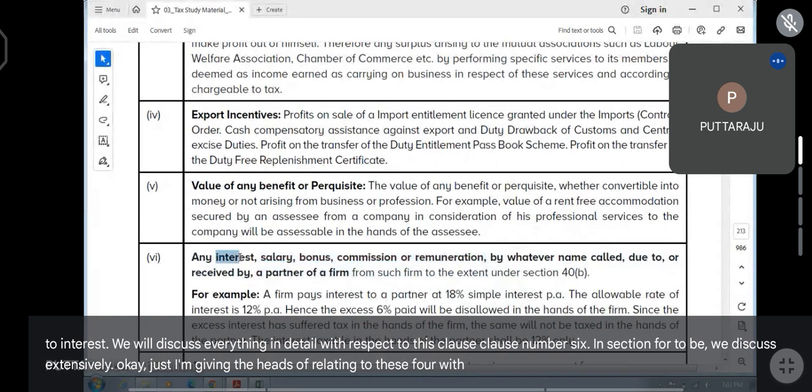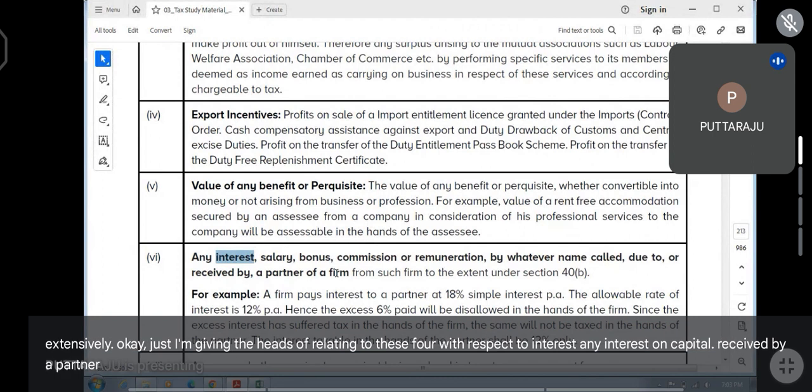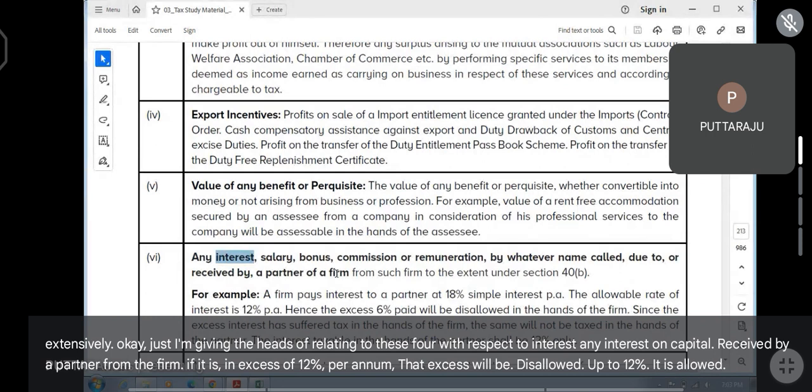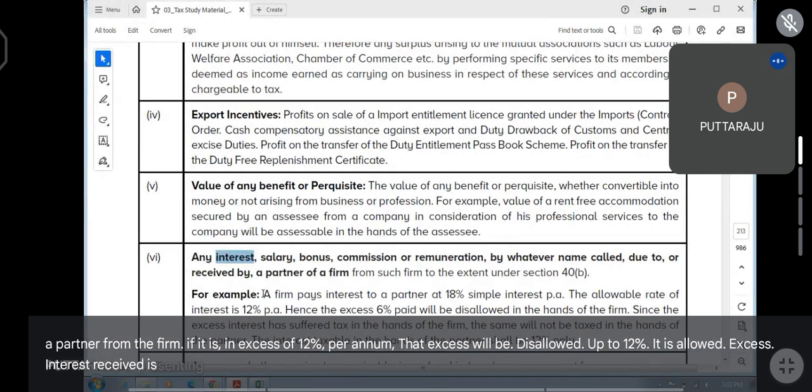With respect to interest, any interest on capital received by a partner from the firm, if it is in excess of 12% per annum, that excess will be disallowed. Up to 12% it is allowed. Excess interest received is disallowed. See the example. A firm pays interest to a partner at 18%. How much interest is allowed?